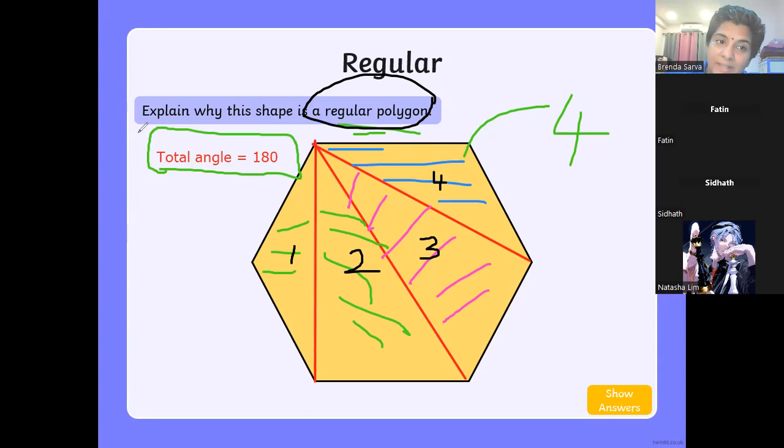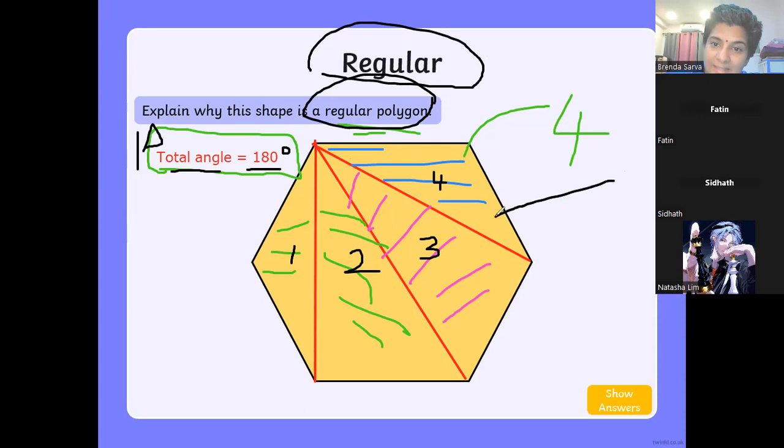In one triangle, the total angle inside is 180 degrees. What is the total angle inside this hexagon? Now, this hexagon has got 4 triangles. So, isn't that simple maths? How much is the total angle?